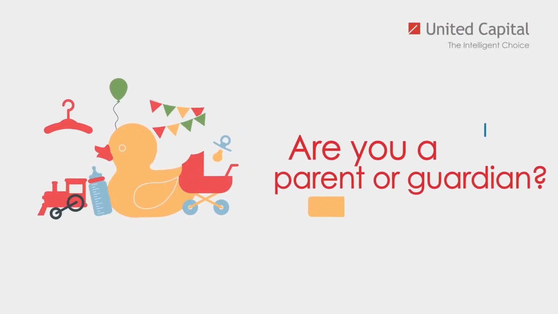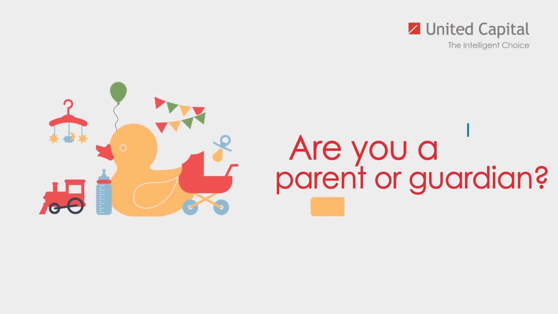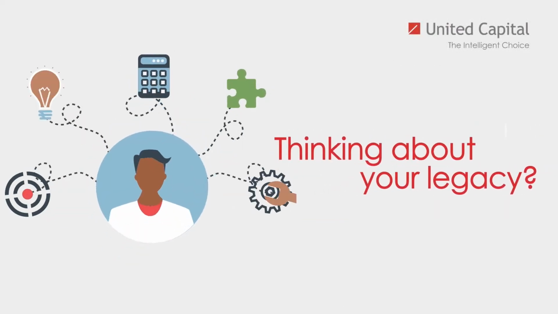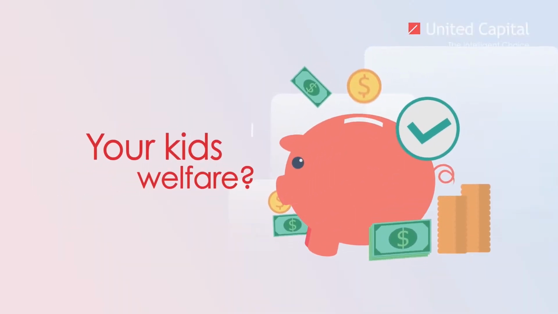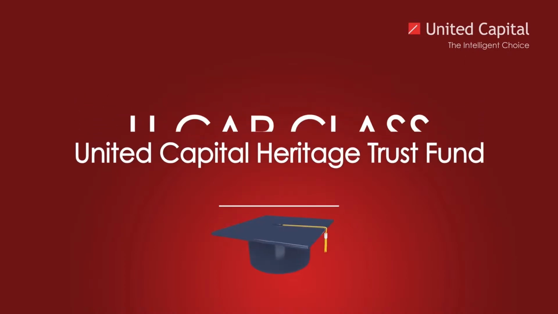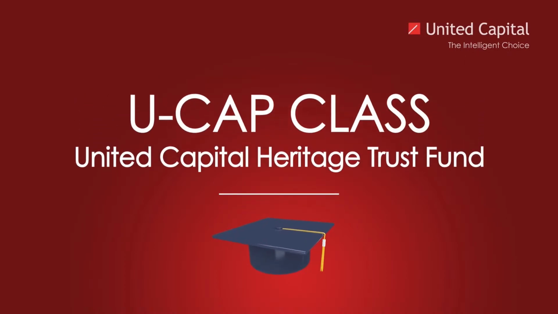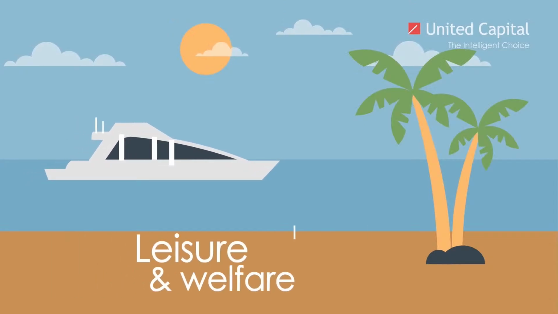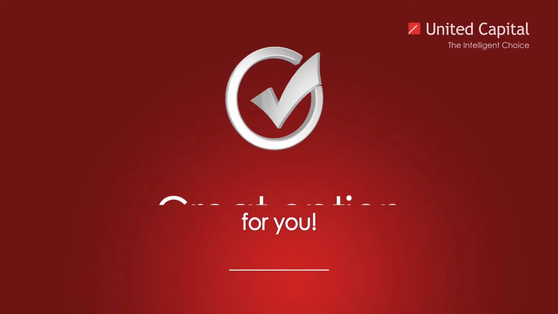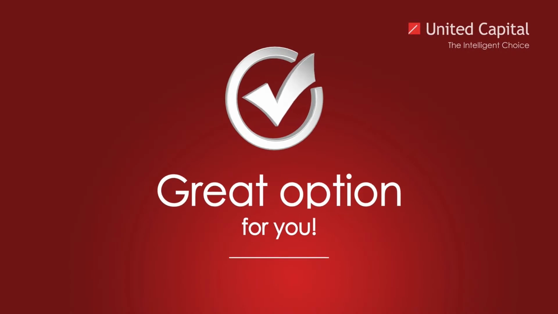Are you a doting parent or guardian looking to provide an enduring legacy and uninterrupted welfare for your children or minors? Today's UCAP class demonstrates how the United Capital Heritage Trust Fund can cater to various aspects of your beneficiary's life, from tuition to travel, health, leisure, and welfare. Here are some reasons why it's a great option for your children or beneficiaries.